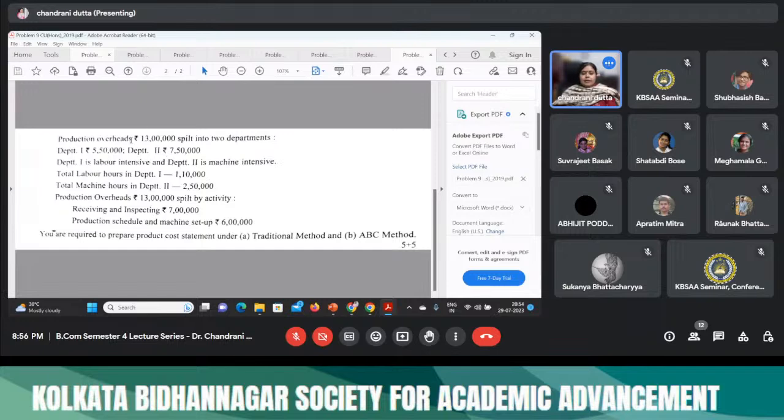Same way, if you take a different perspective, this 13 lakh rupees of overhead can be split by the activities. So receiving and inspection is one activity, 7 lakh, and production, scheduling and machine setup is another activity, 6 lakh. So you are required to prepare product cost statement under traditional method and under activity based costing method.